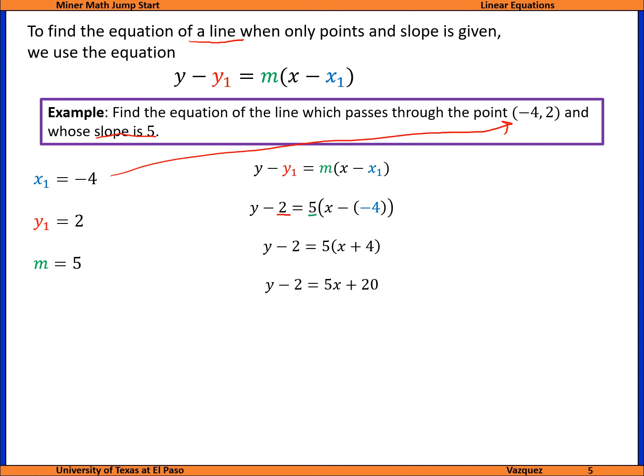Next, we can distribute the 5. So in this case, 5 times x is 5x. 5 times 4 is 20. And the last step is getting rid of this -2 right here. So what we're going to do is add 2 to both sides. These two cancel. And we're left with y equals 5x plus 22.